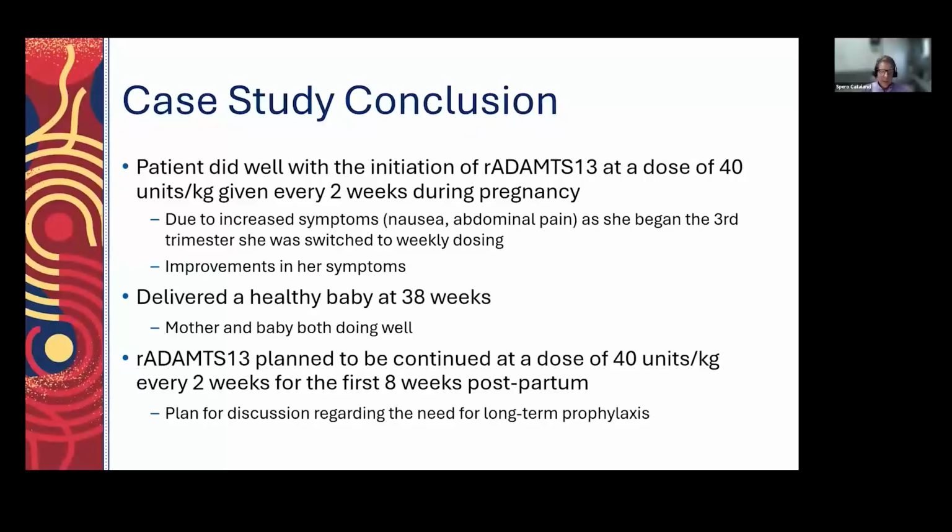Recombinant ADAMTS13 was planned to be continued at the same dose of 40 units per kilogram every 2 weeks for the first 8 weeks postpartum to cover this postpartum time period, with plans for then discussion, after all the excitement of the pregnancy, childbirth, and the new arrival, to discuss with her hematologist at a calmer pace the need for long-term prophylaxis, whether they both think it is important, as well as whether the patient is willing to pursue it.